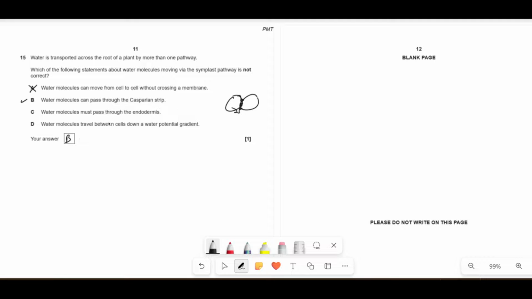So B. Water molecules must pass through the endodermis. No, because you can have endodermis cells with the waxy strip, which is that Casparian strip I just said, which blocks it, so that's out. Water molecules travel between cells down a water potential gradient. Well, that is true. Because it's symplast, it's between cells, so it is B.